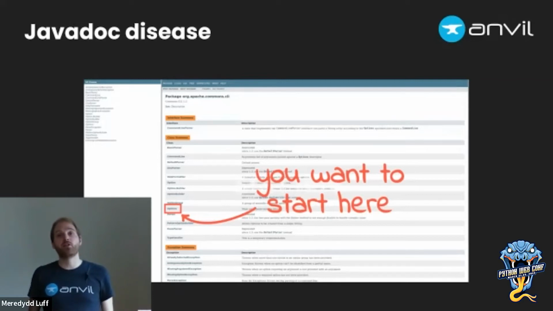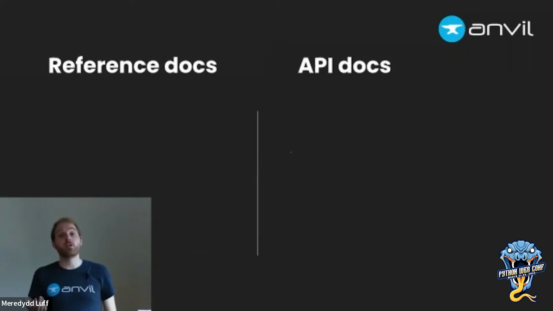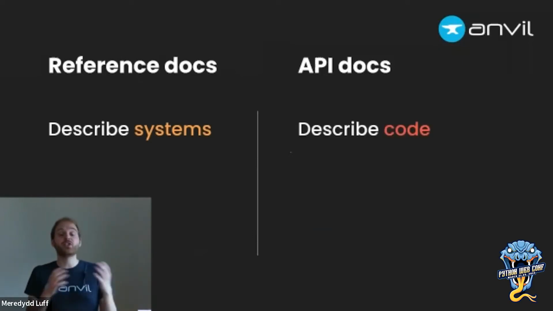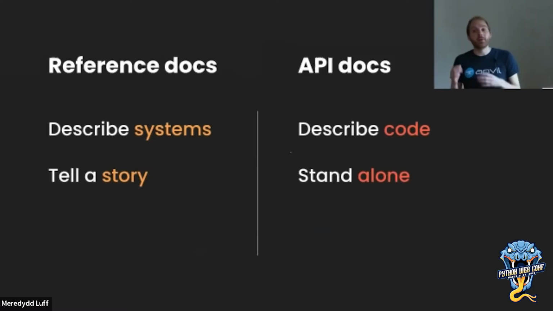So when we are thinking about our documentation, we should think about API docs and reference docs as two different categories of documentation. They're both important, but they are different. Reference docs describe systems, the machinery, and how to operate it. API documents describe code, a module, a function, a class. Reference docs tell a story. Setup, test, teardown. API docs stand alone because you should be able to consult the API documentation of the test decorator and find out what it does without having to read everything.